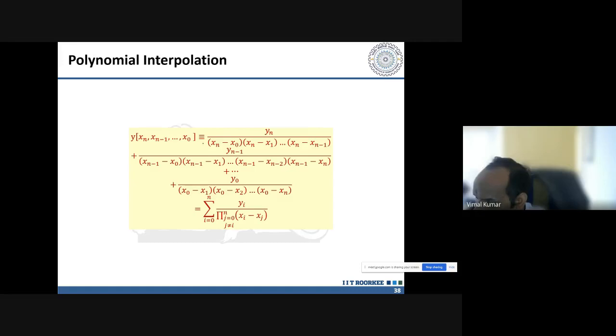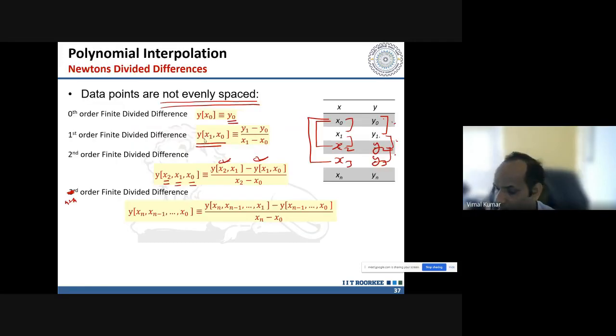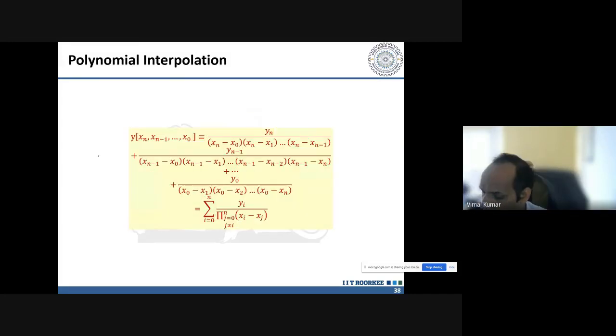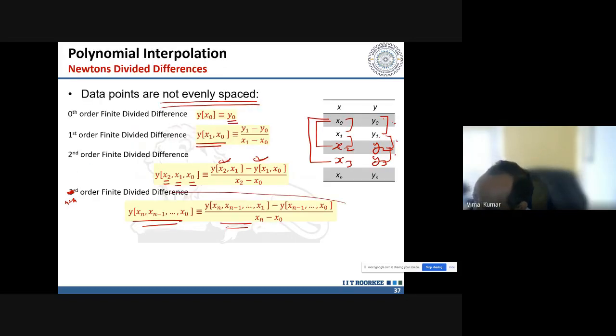Or let's say I'm first rearranging this equation into another form. This expression, y of xn minus 1 to x0, the nth order divided difference, will be equal to yn divided by xn minus x0, xn minus 1 till xn minus 1, plus yn minus 1 divided by xn minus 1 x1. So here xn minus 1 and xn minus 1 will not be there, xn minus 1, xn minus 2, plus y0. We are doing the reverse order, y0 divided by x0 minus x1, x0 minus x2, x0 minus xn. So basically we have rearranged this expression.